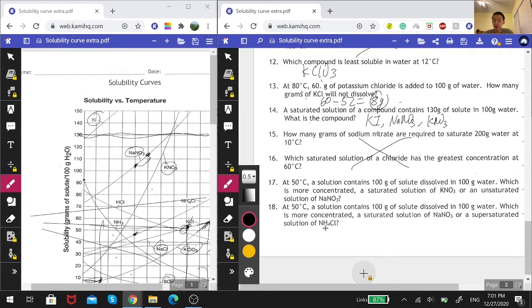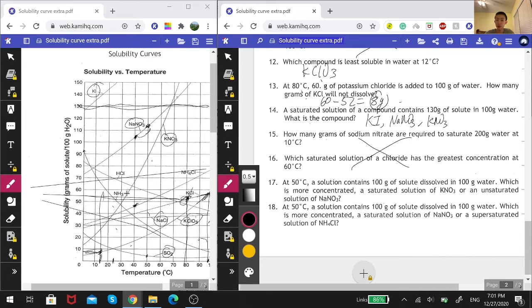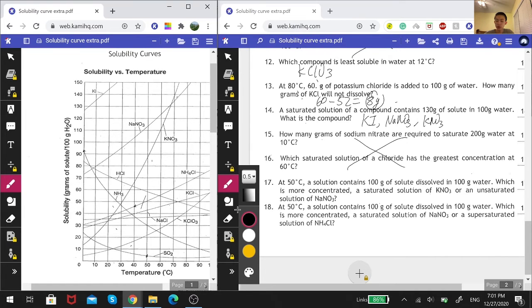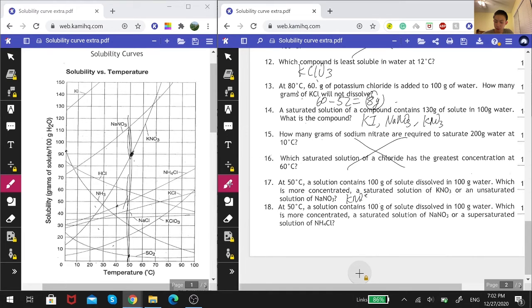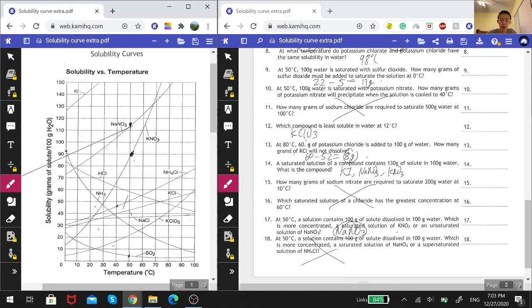And number 17, a solution contains 100 grams of solute dissolved in 100 grams of water. Our temperature is 50 degrees Celsius, so we're only going to be looking at this line. Then it asks, which is more concentrated? Saturated solution of KNO3. For KNO3, the maximum it will go is 90 at saturation. So even though we have 100 grams of solute, only 90 will saturate in 100 grams of water. So this point is 90.